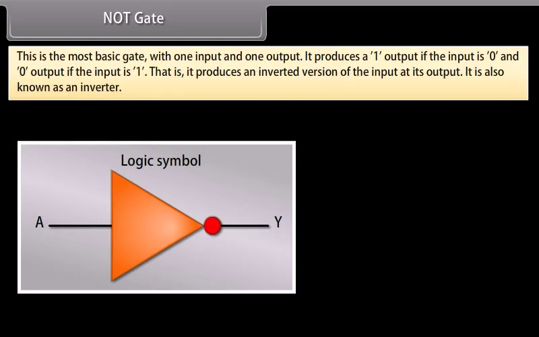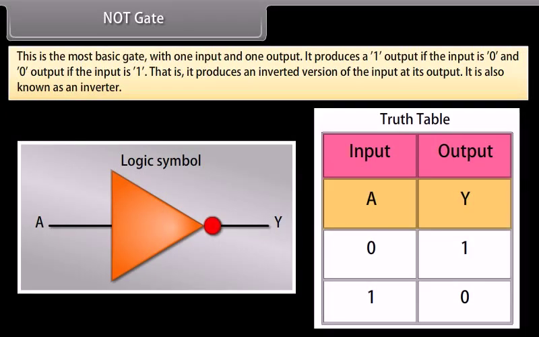NOT gate. This is the most basic gate, with one input and one output. It produces a 1 output if the input is 0, and a 0 output if the input is 1. That is, it produces an inverted version of the input at its output. It is also known as an inverter.